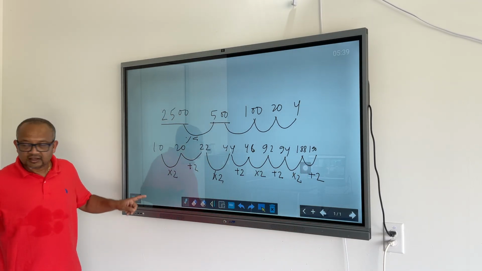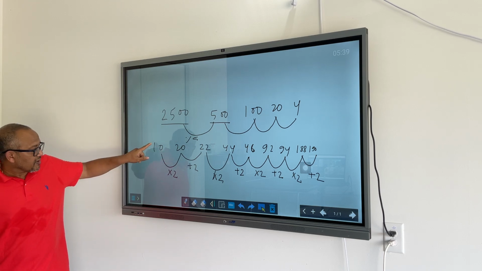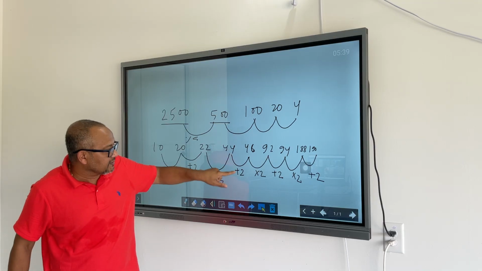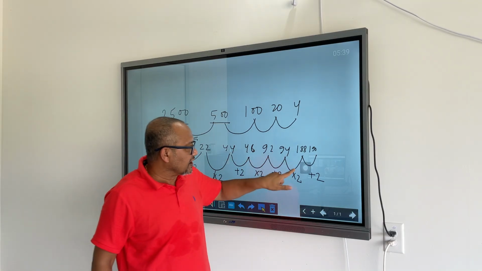So what you are seeing? First number multiplied, then add 2. Multiply by 2, add 2.